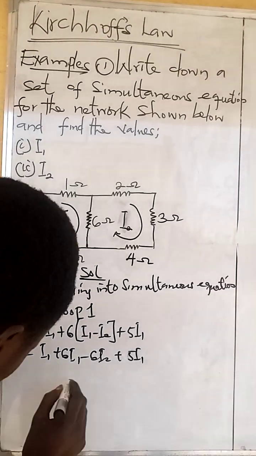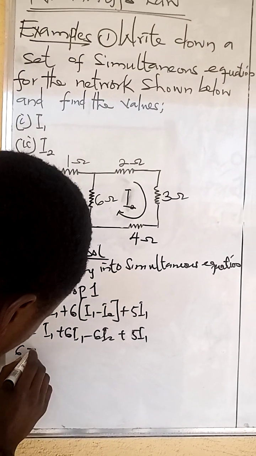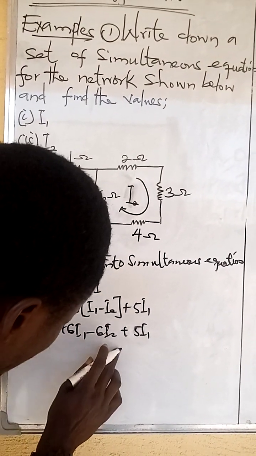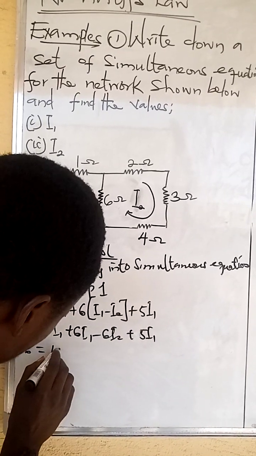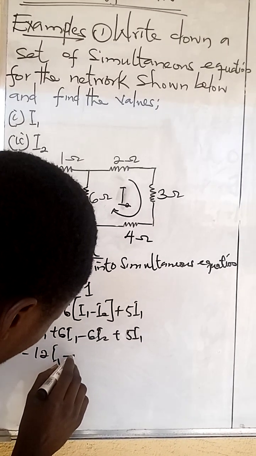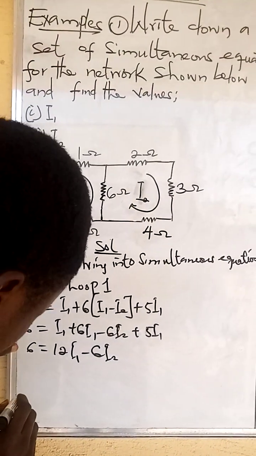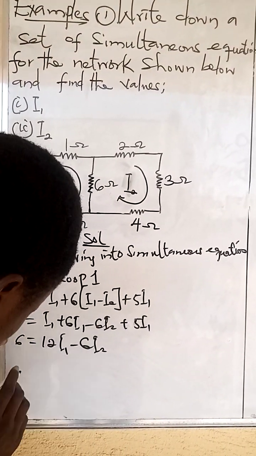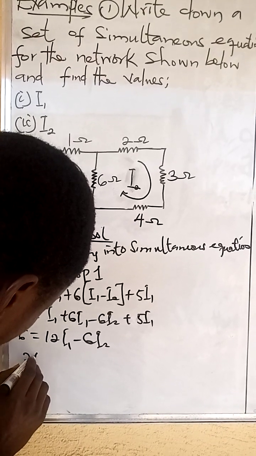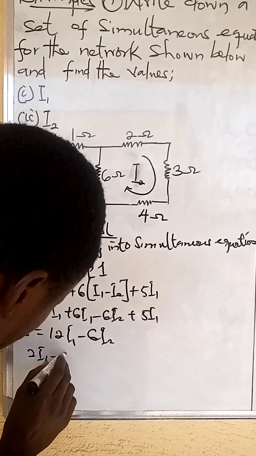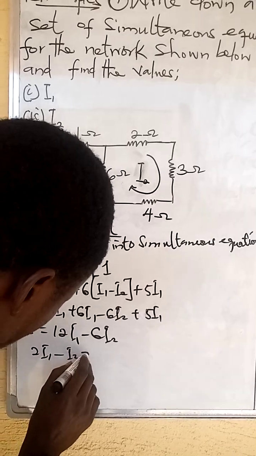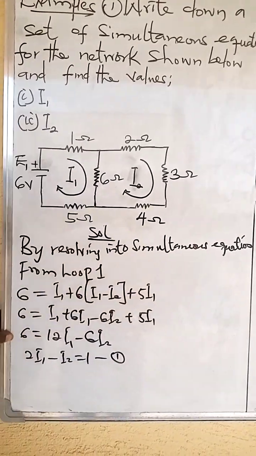So by collecting the like terms, we have 6 equals 1 plus 5 plus 6, making 12I1 minus 6I2. So 6 can go in it. Therefore we have 2I1 minus I2 equals 1. This is our equation 1.